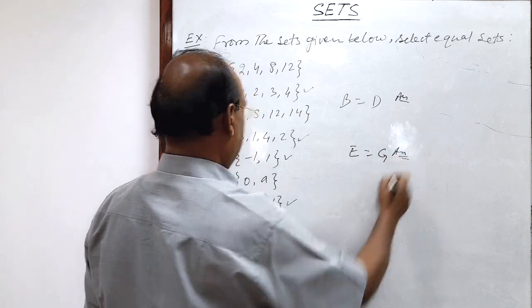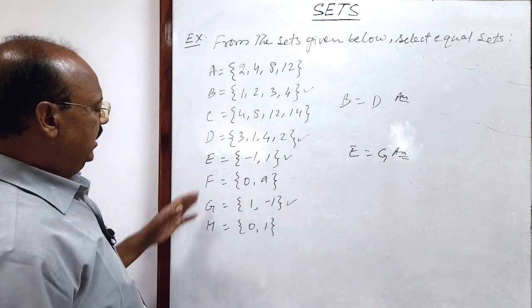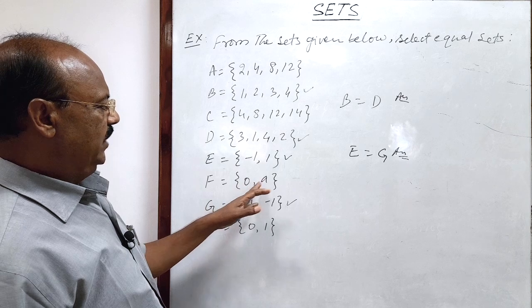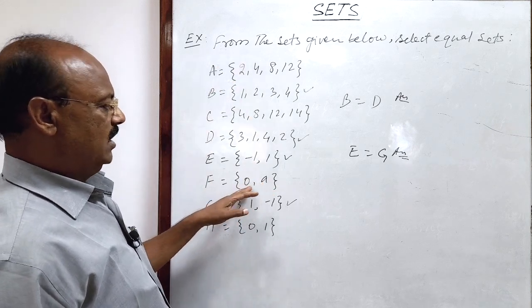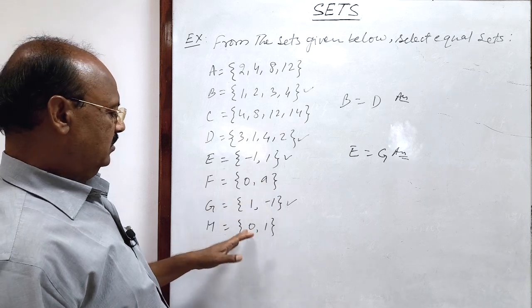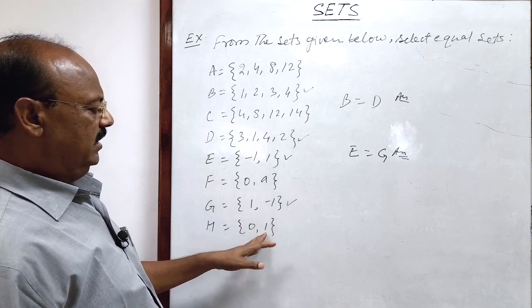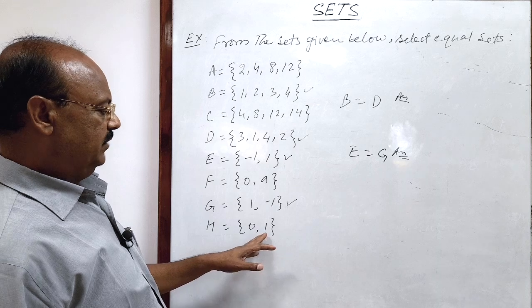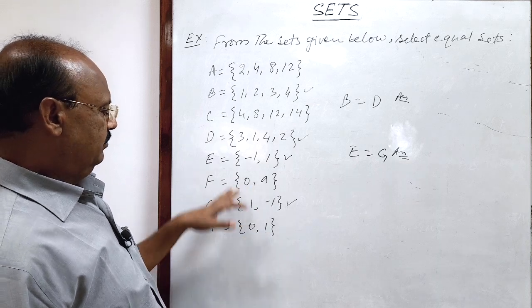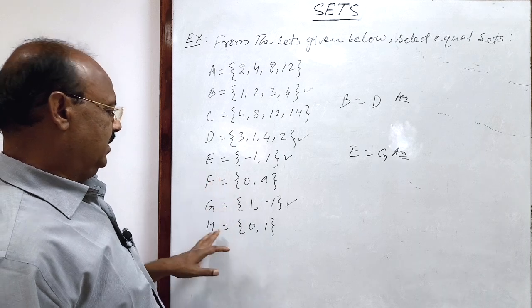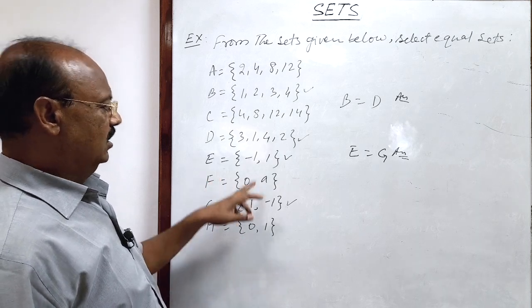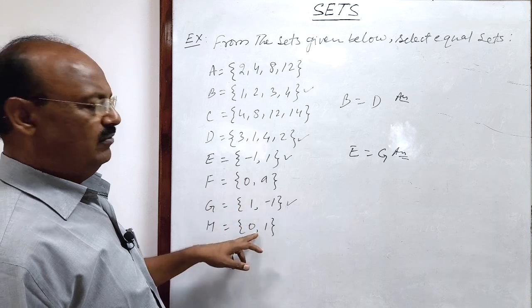This is another answer. And F has elements 0 and A. In no set are the elements 0 and A both. Here 0 is present, but A is not; in place of A there is 1. So here F is not equal to H. Of course these two sets F and H are equivalent sets. All these four sets are equivalent sets.